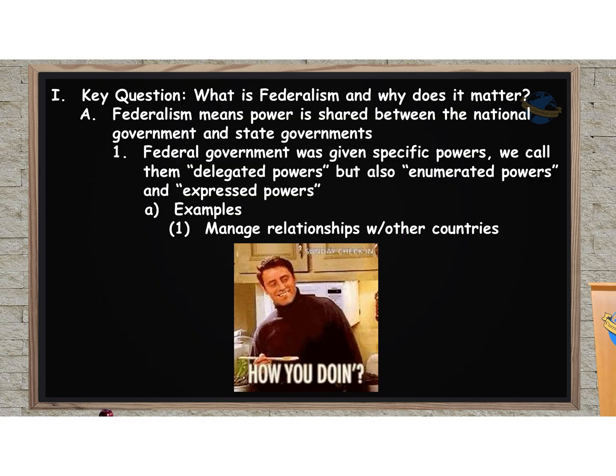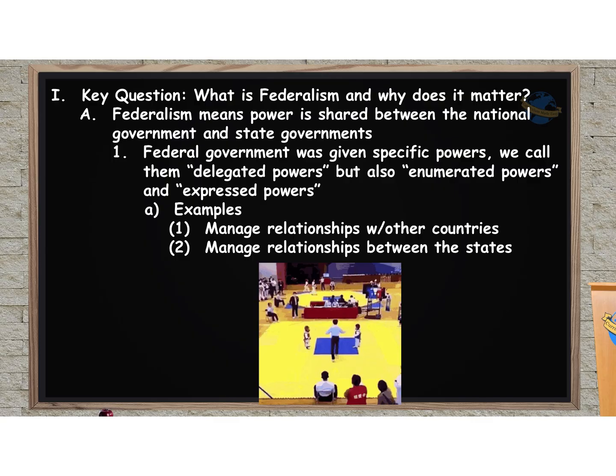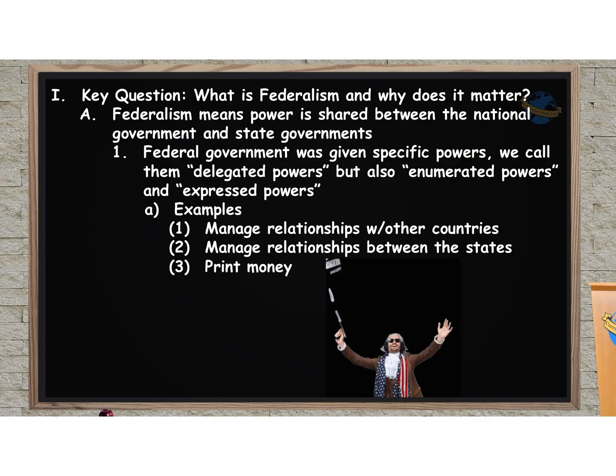Examples of some things that the Constitution says only the federal government can do is manage relationships with other countries. It can also manage the relationships between the individual states themselves. The Constitution explicitly says that only the federal government can print money, so there can't be individual Wisconsin Badger bucks, there can only be a US dollar.